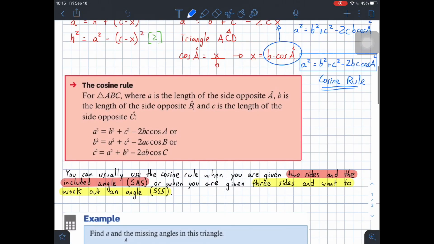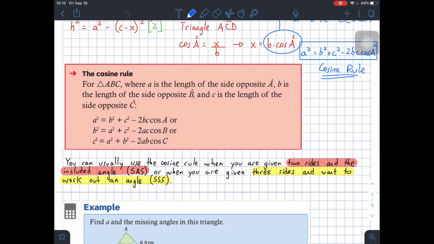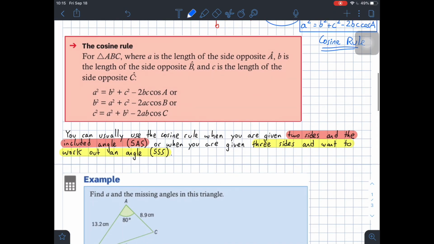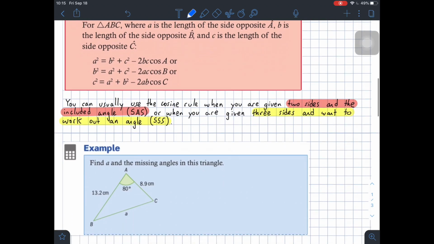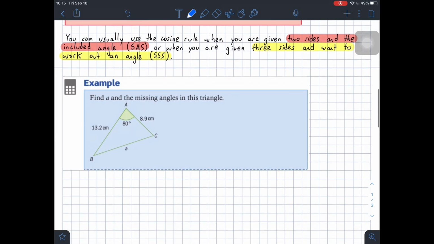Okay, if we go back, it says, you can usually use the cosine rule when you are given two sides and the included angle, side, angle, side, or when you are given three sides and want to work out an angle, side, side, side. Basically, what I told you from last class, if you're given 3 pieces of information of 3 different letters, then you're going to apply a cosine rule, okay?